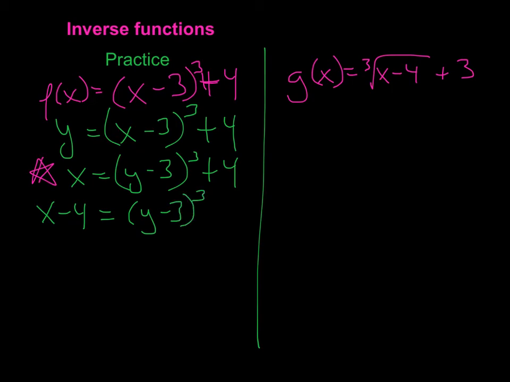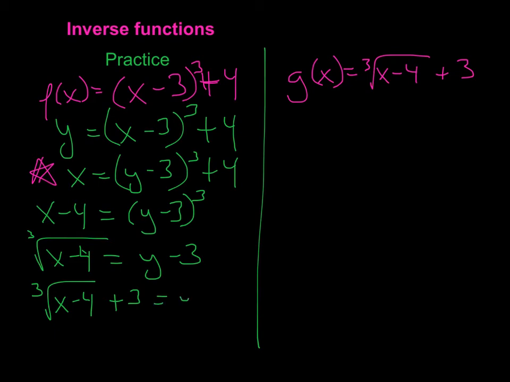And now I can cube root both sides. So I'm going to get the cube root of x minus 4 equals y minus 3. And then I add 3 to both sides. So the cube root of x minus 4 plus 3 equals y. The first thing I want you to notice is that this right here is exactly what I have up here: the cube root of x minus 4 plus 3. So that means g of x is the inverse of my f of x function.